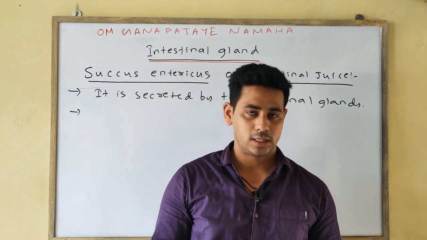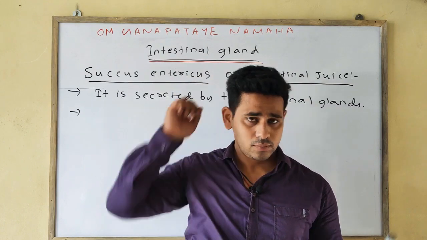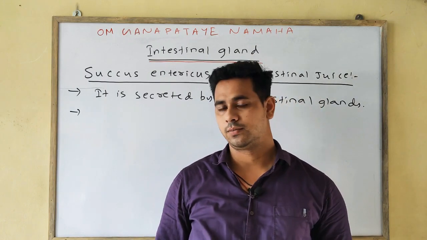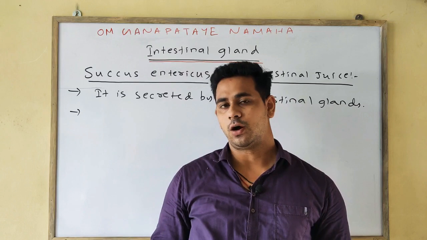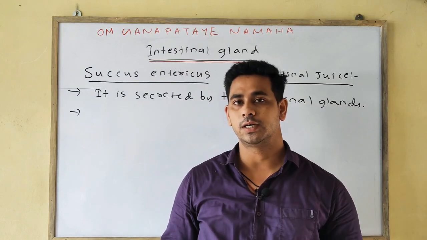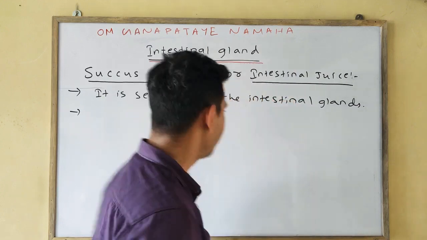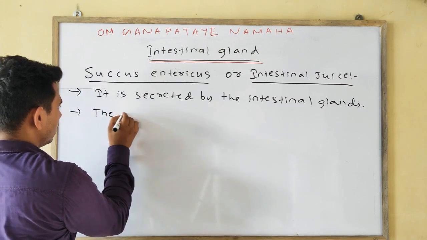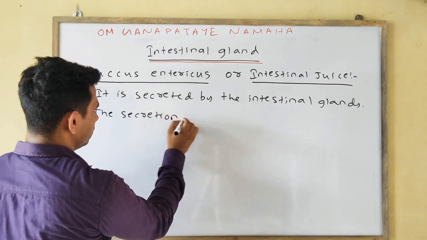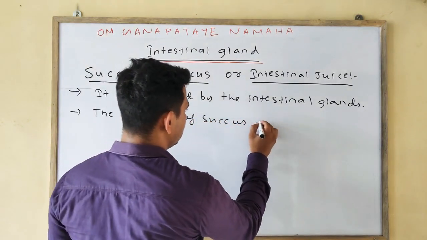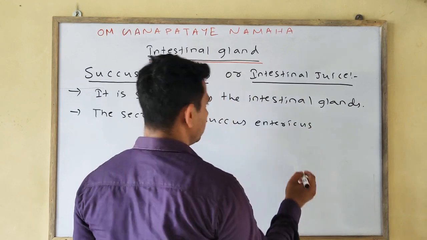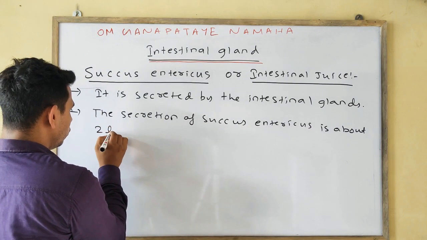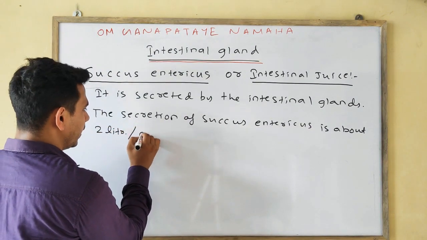Second point, what is the daily secretion of the intestinal juice? In the previous class we discussed the pancreatic juice, which was around 1500 ml or 1.5 liters. Accordingly, the daily secretion of the intestinal juice or succus entericus is around 2 liters per day.